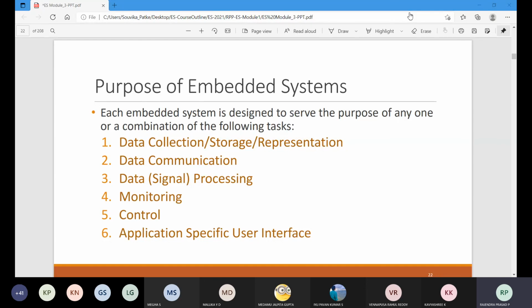So it was almost time. Next we'll be discussing the purpose of embedded systems in the coming session.